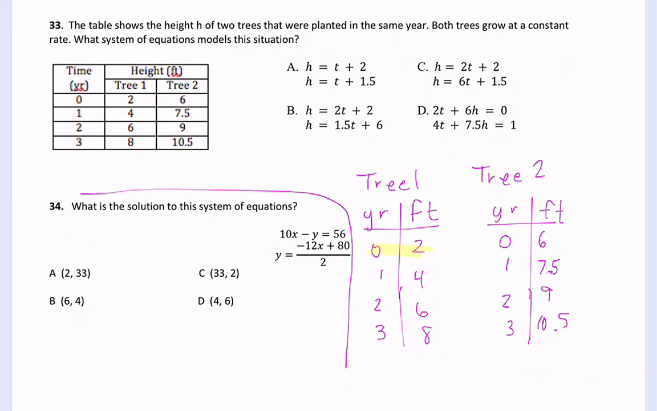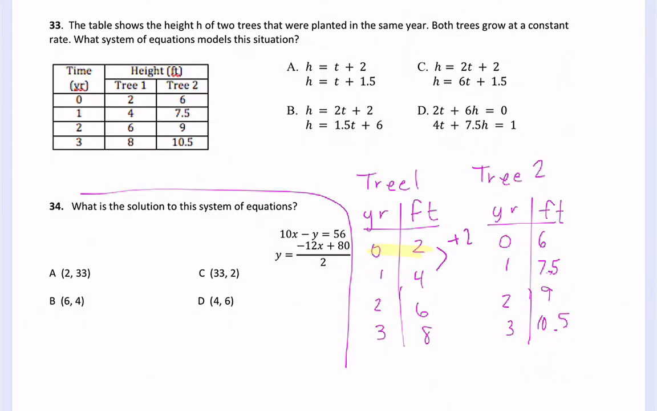Next thing I want to think about is the rate of change, the slope. So let's find the rate at which tree 1 is growing. So every year, let's see how this tree is changing. It's going from 2 to 4 to 6 to 8. So each year this tree is growing by 2 feet. So I know tree 1 has a y-intercept, a starting point of 2, and its rate of change, its slope, is also 2.